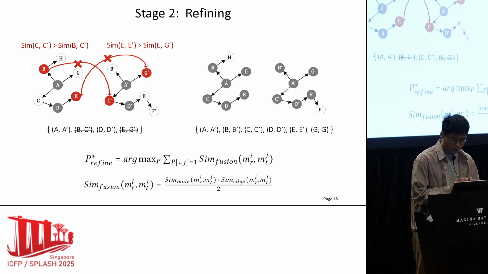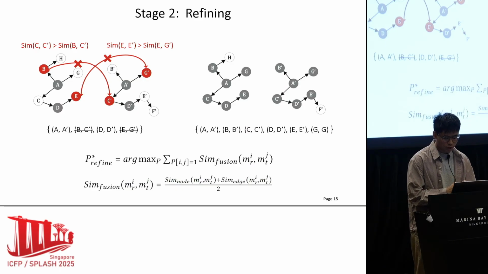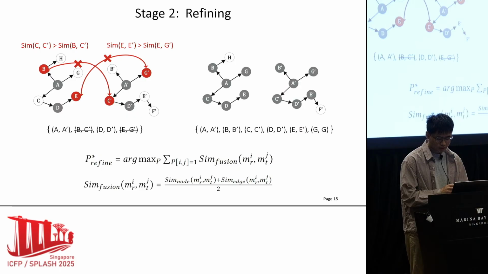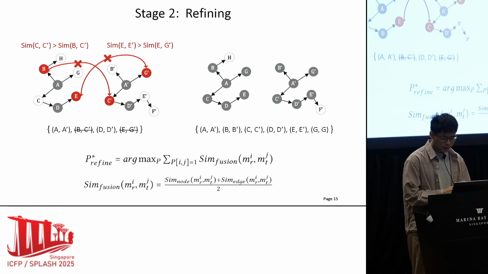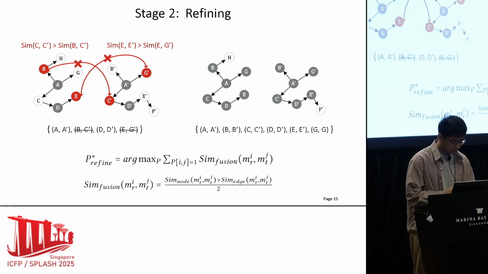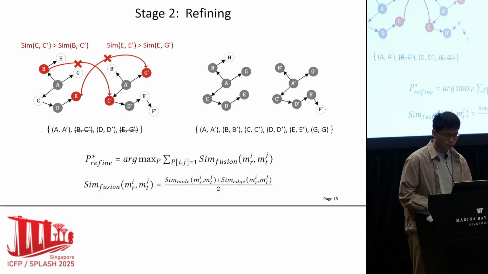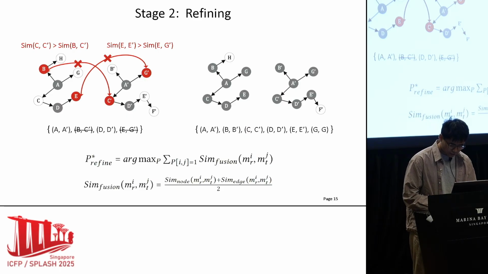This process can also be modeled as an optimization problem. We are still searching for an alignment matrix to maximize the sum of similarity. However, the difference here is that we use a new similarity matrix, SimFusion, which adds the edge similarity to its calculation. This figure shows an example.